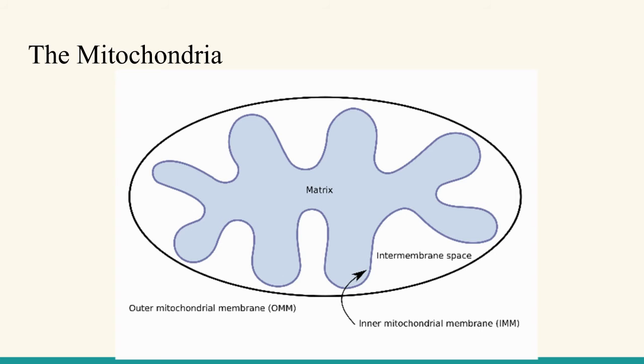So this is what the mitochondria looks like, simply. You have the outer mitochondrial membrane, and you have the inner mitochondrial membrane right here. In between the two membranes is the intermembrane space, and inside the inner mitochondrial membrane is the matrix.